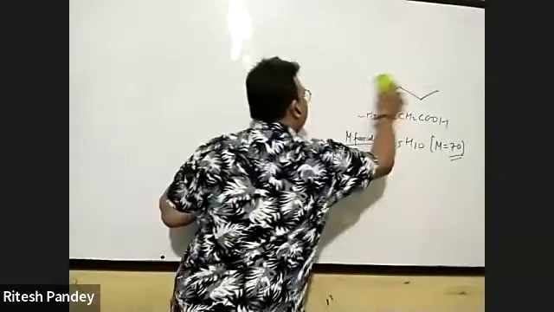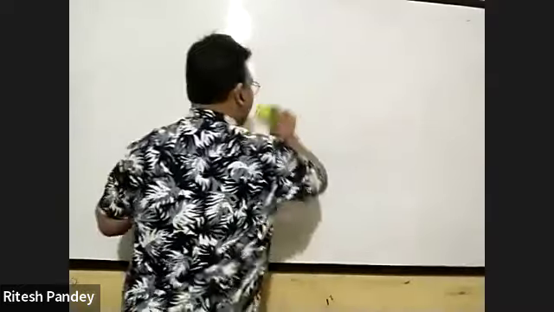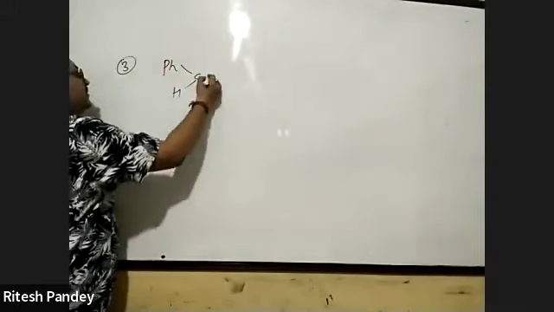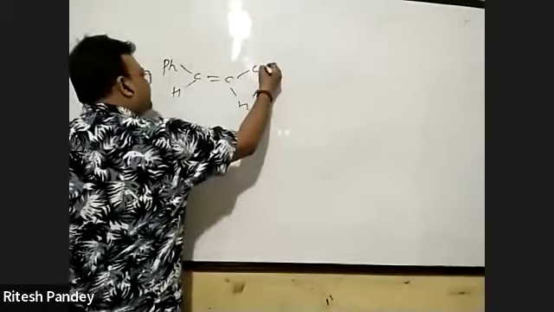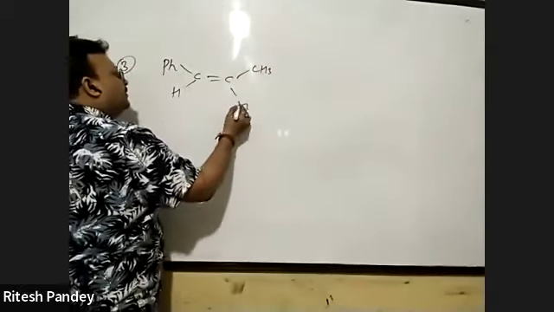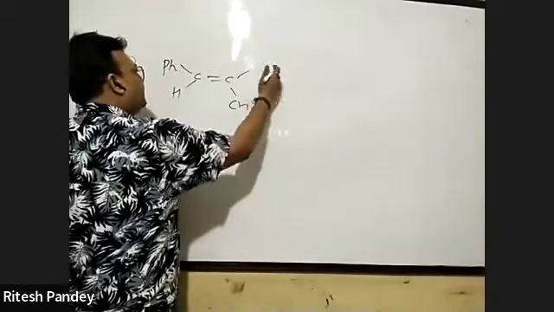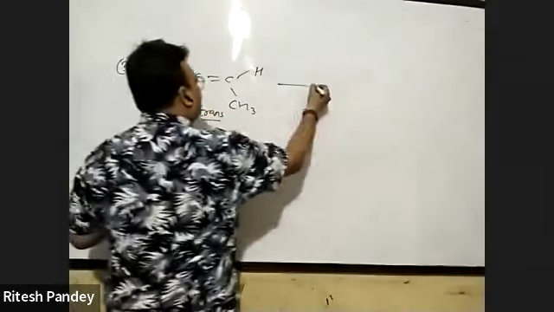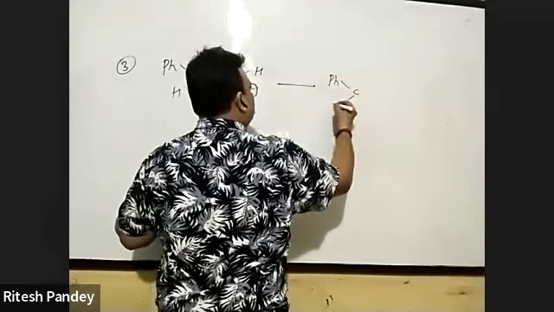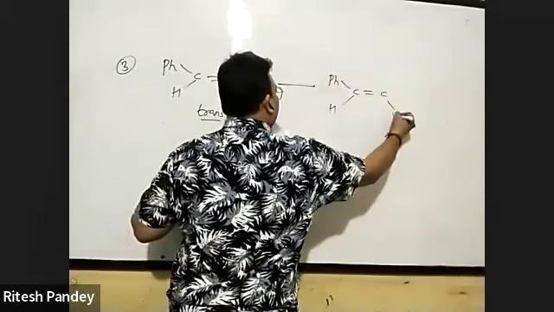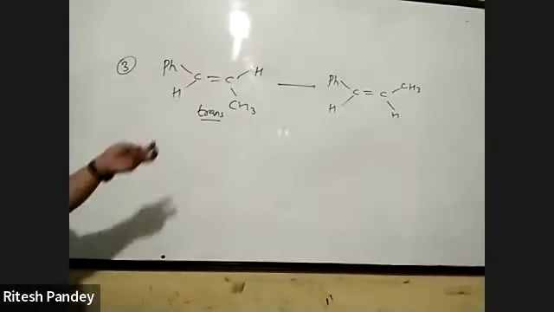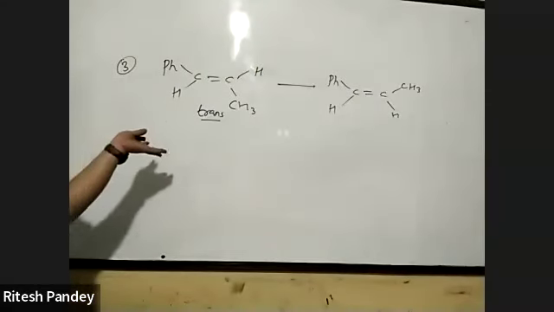Question 3. Who will tell me? This is PhCH=CHCH3. This is trans to begin with. You have to convert it to a cis form. Come on, tell me these steps. There were 4 options, but I don't think you need options here. Please go ahead.